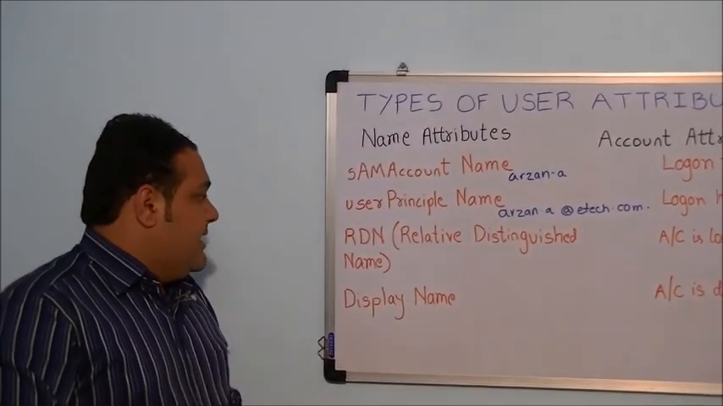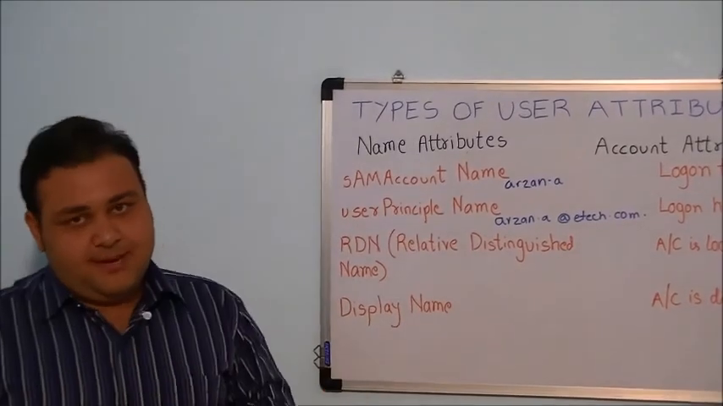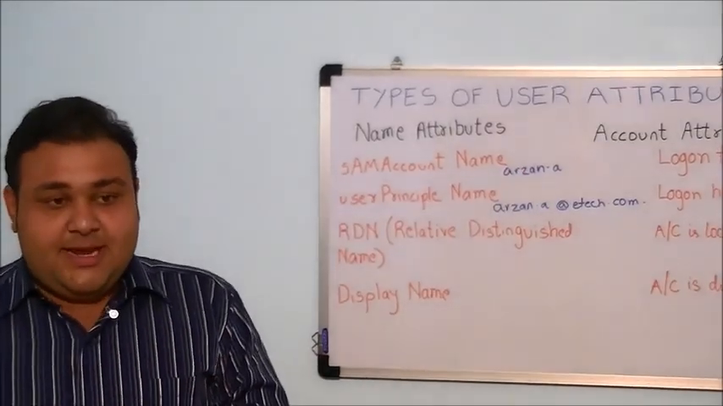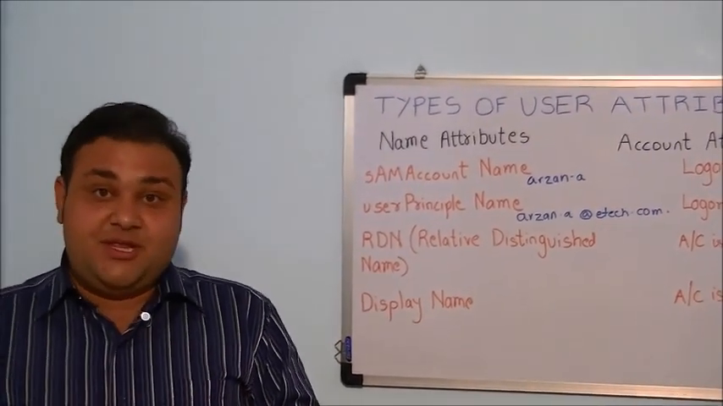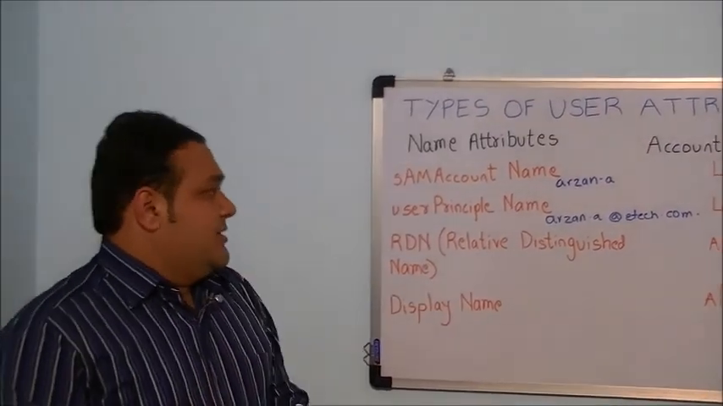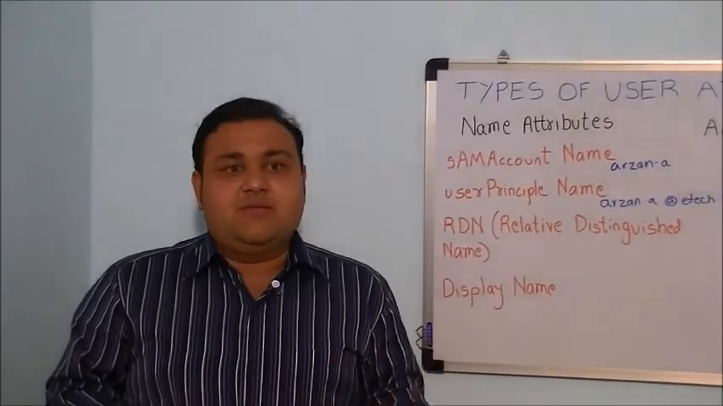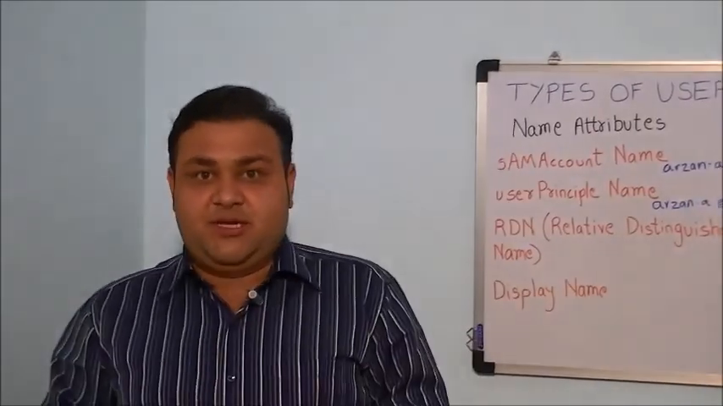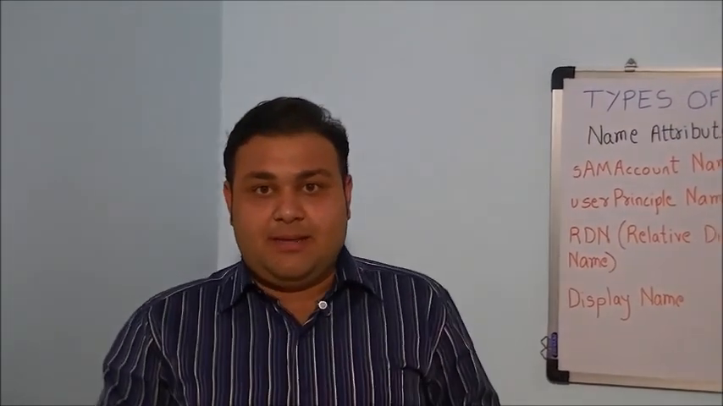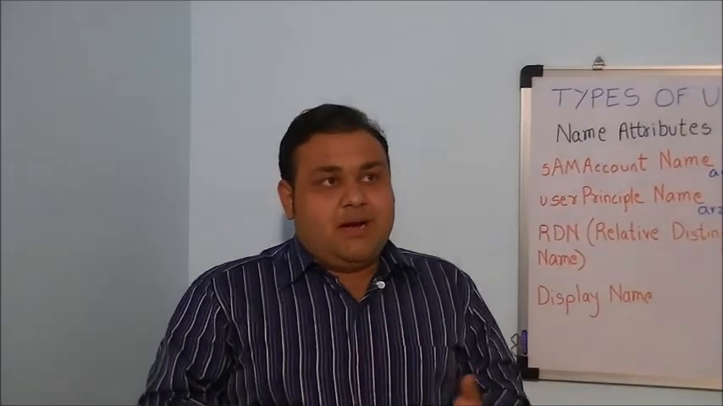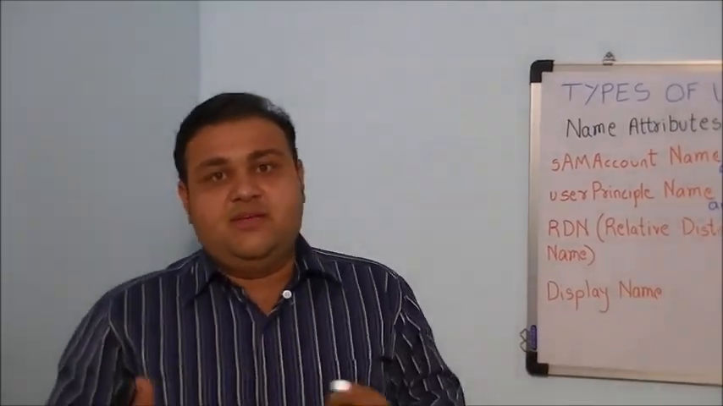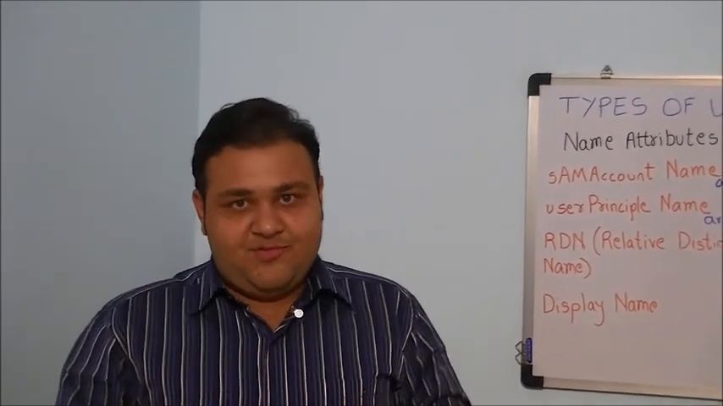The next is RDN, or relative distinguished name. Relative distinguished name is one of the types of naming conventions which are used to identify a user account. There are lots of types. There is LDAP, then there is DN, distinguished name, then there is canonical name, a lot of types of names, and RDN is one of them. But RDN being friendly, we always use it in the name attributes.